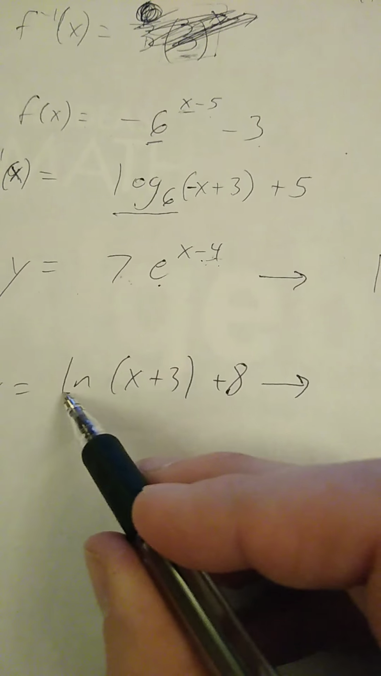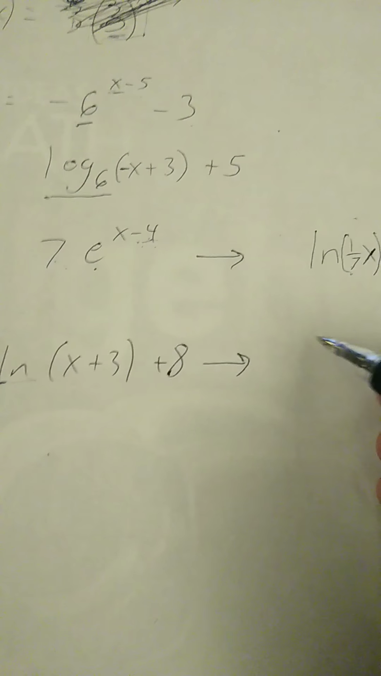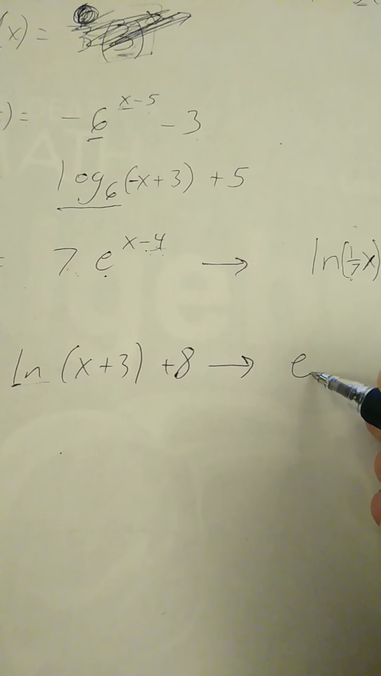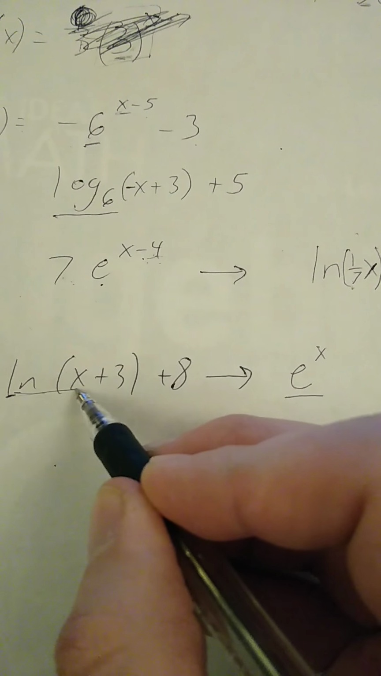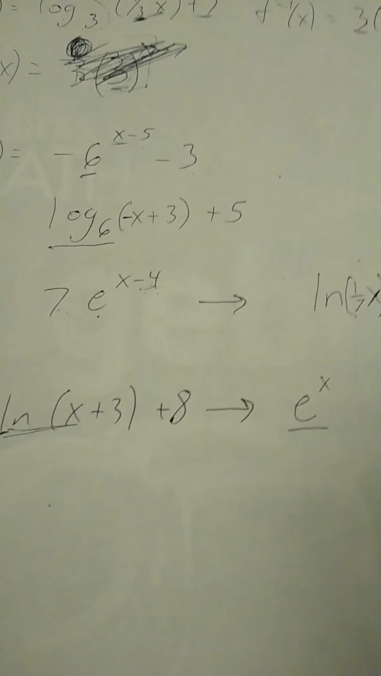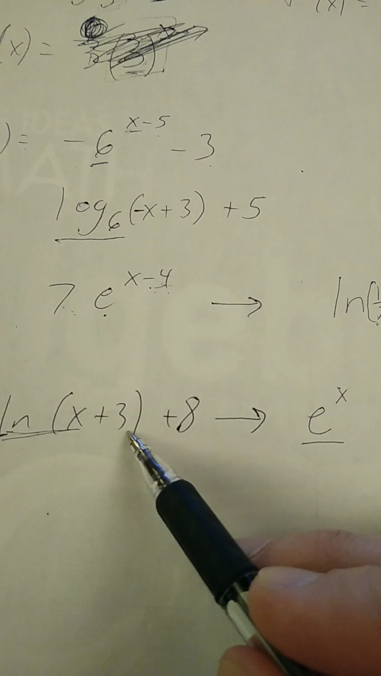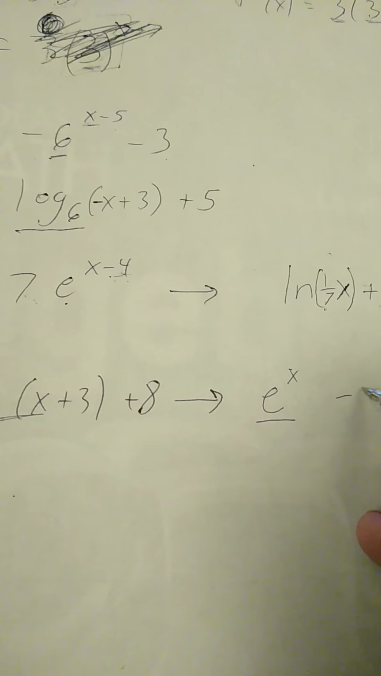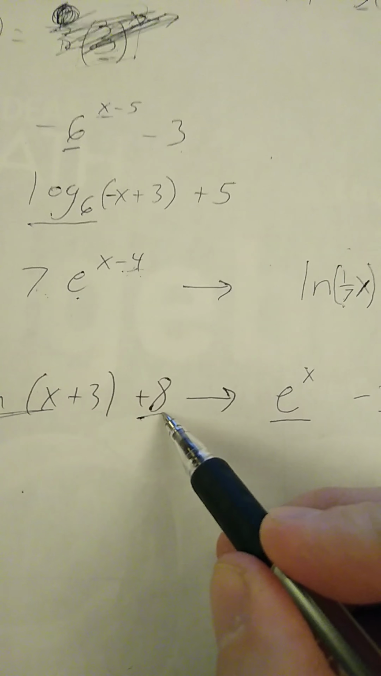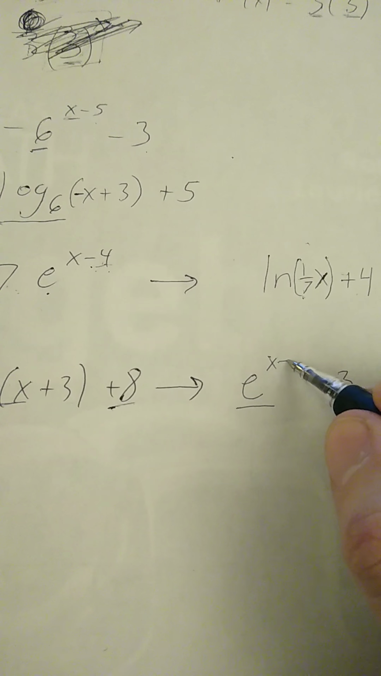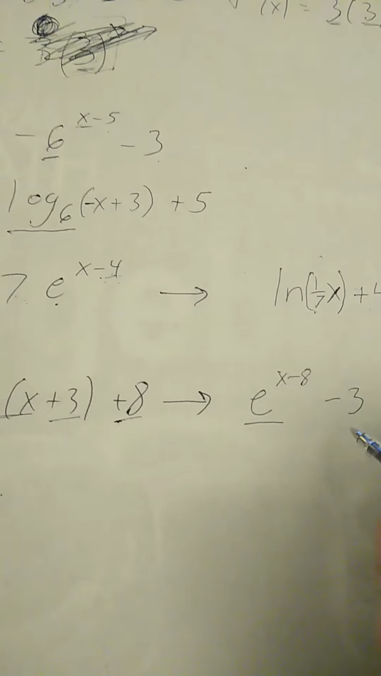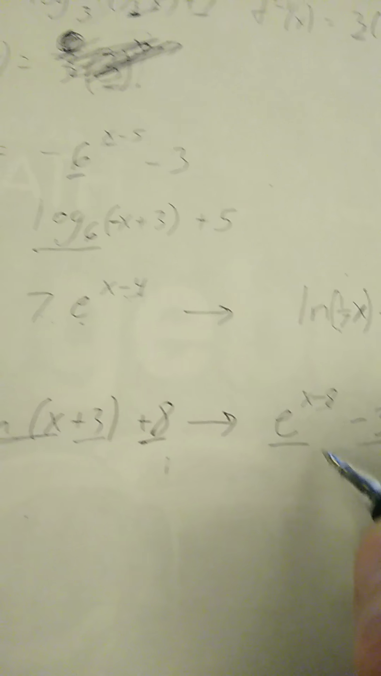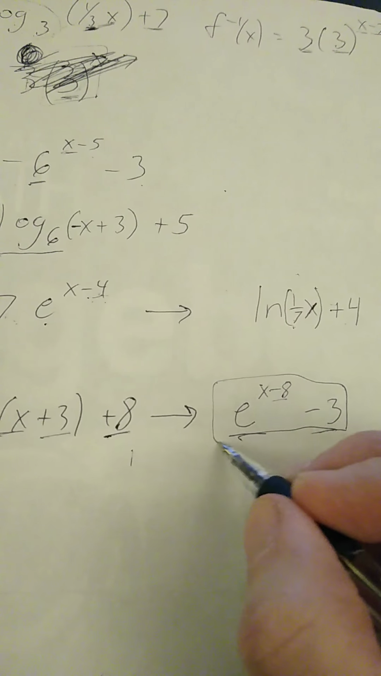Now let's do ln. This is a log base e, so I want an exponential in base e. I'm going to go e to the x power. That's the inverse to log base e, or ln x. Now this is plus 3 inside, so we're going to go minus 3 outside. This is plus 8 outside the parentheses, so we're going to go minus 8 inside. Or think about the transformations. Left 3, down 3. Up 8 would be equivalent to going right 8. That's the inverse function.